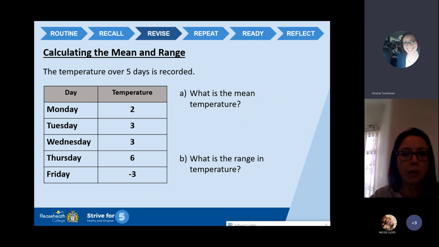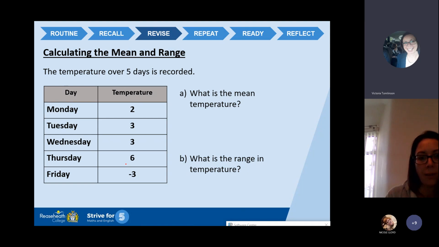So calculate the mean of the temperature recorded over 5 days. What is the mean temperature? To add all these up, if you look, there's a little negative value in there just to throw a spanner in the works. 2 plus 3 is 5, 6, 7, 8, plus 6 is 14, and then we've got minus 3, so 14 take away 3 is 11. So the total is 11 degrees, which is not what I anticipated it being.